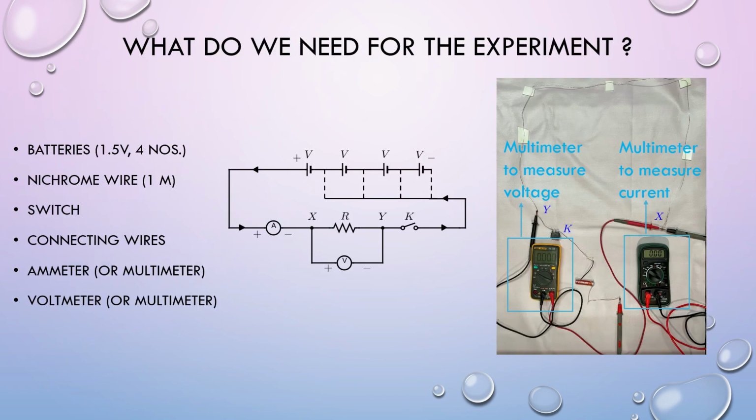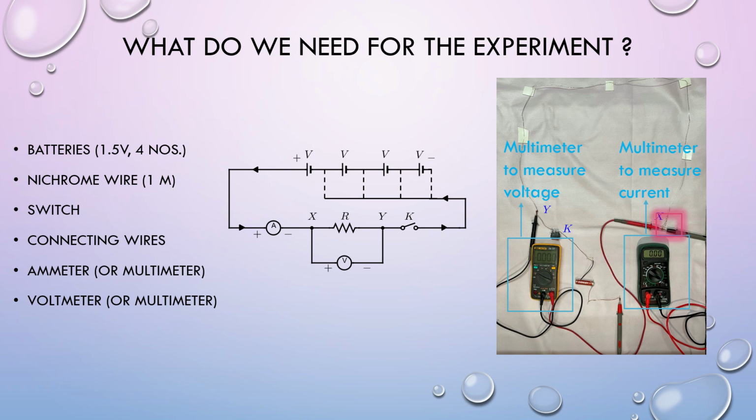Now to do this experiment, we need the following things. We need batteries. In this case, we will be using 4 batteries, each of 1.5 volt. This is the usually available battery in the market, like the one that we see here. For the wire, in this experiment, we consider a nichrome wire of 1 meter length. This is the wire that we have.